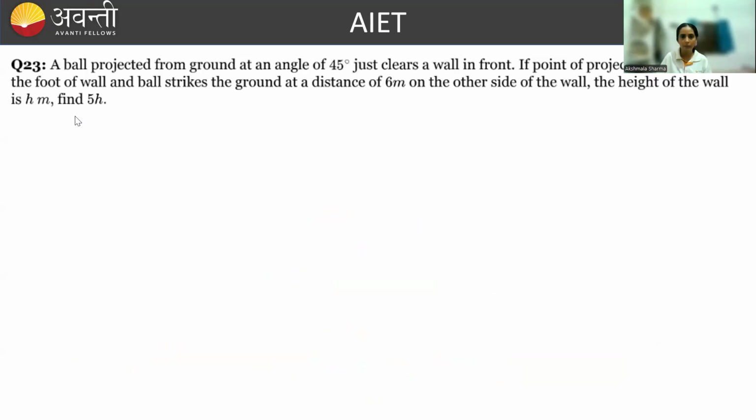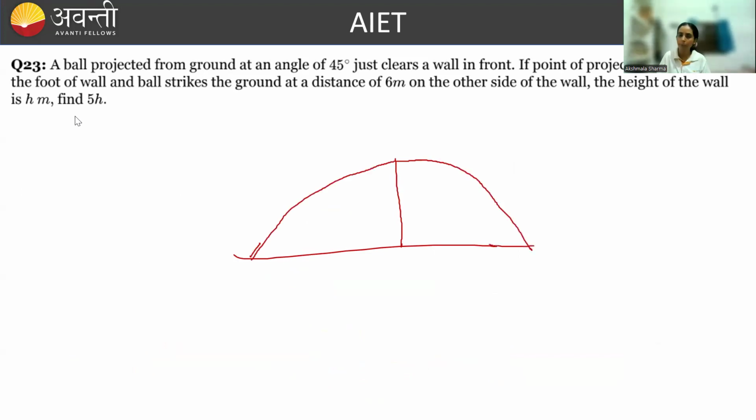It is A. Now, a ball projected from ground at an angle 45 degree just clears a wall in front. So there is a wall in front and then a projectile you are throwing and it's just able to clear the wall. It's something like this. If the point of projection is 4 meter away from the foot of wall, so this is 4 meter, and ball strikes ground at a distance of 6 meter. Here it is 6 meter. The height of the wall is h. Height of the wall को h ले लो, find 5h. So angle of projection is also given 45 degree.